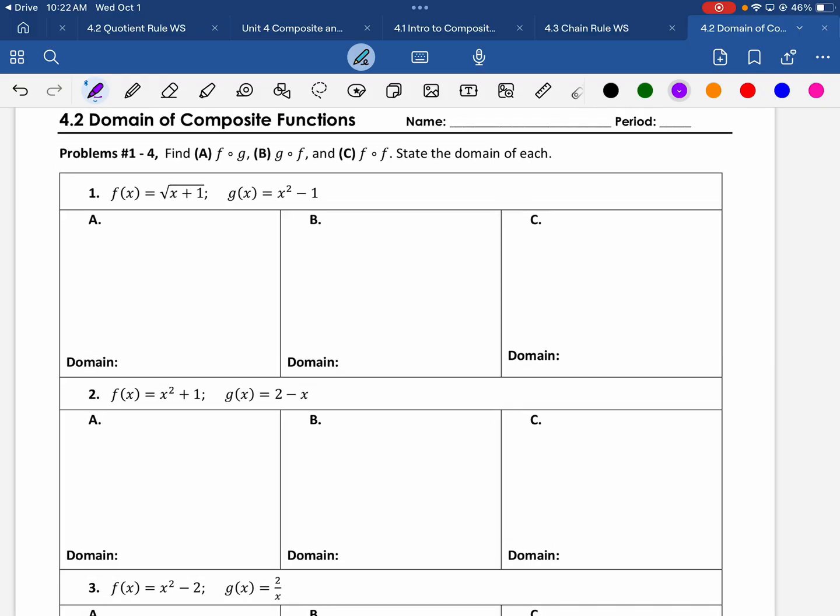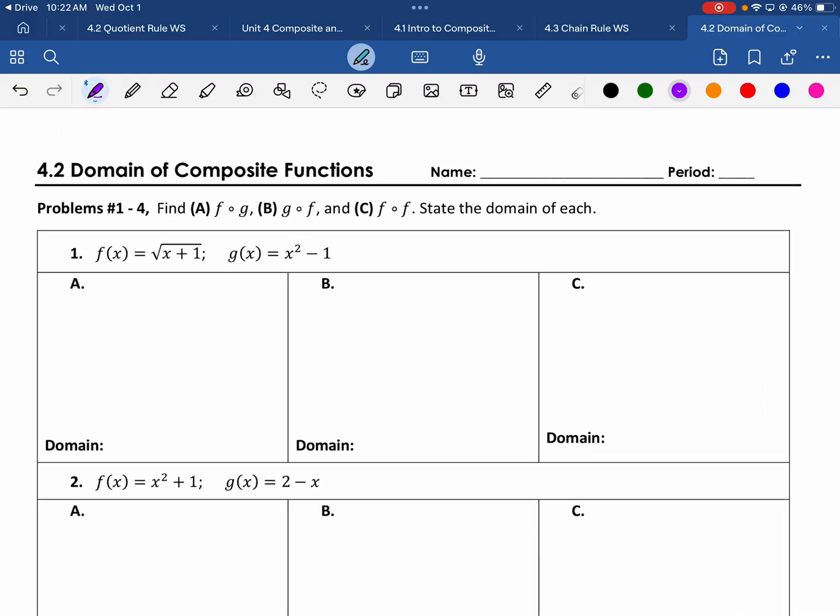And then on the front here, you've got A, B, and C. So at the top, A is f of g, B is g of f, and C is f of f. And then it has you put the domain down here. I think I probably put my answer key all in interval notation. But like I said, if you have it in the other notation, as long as you can match it up and be like, oh yeah, that's the same thing, I'm good with that.